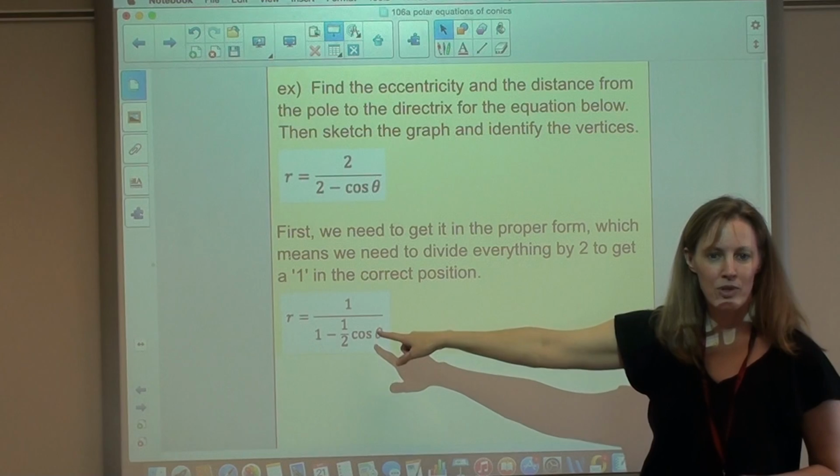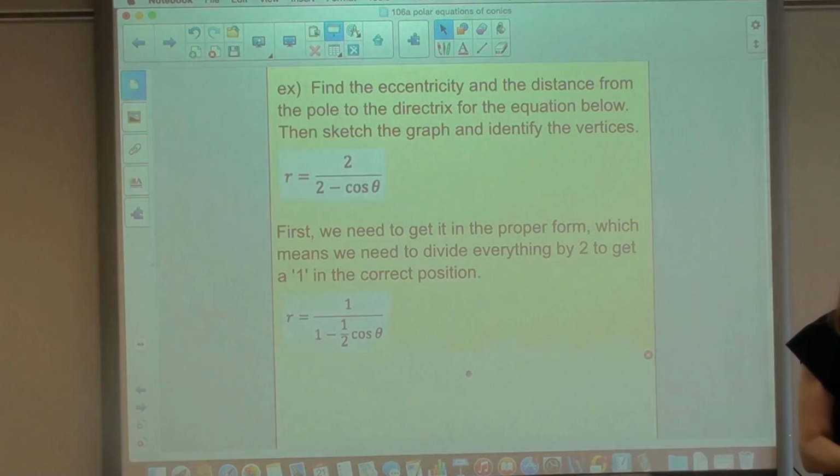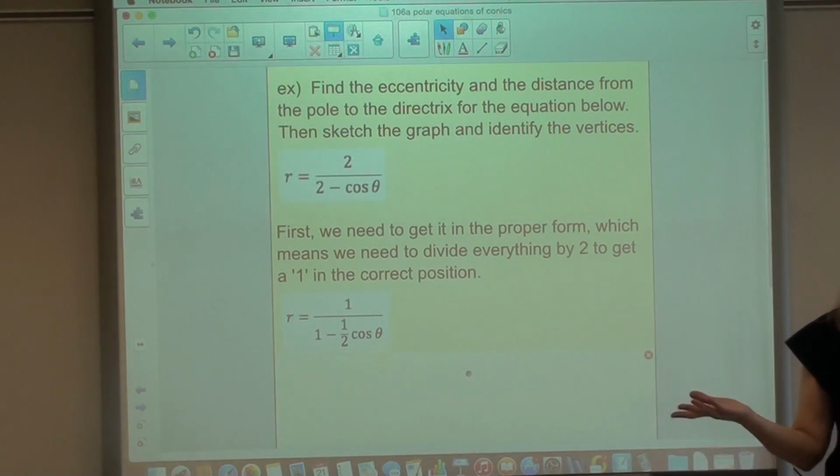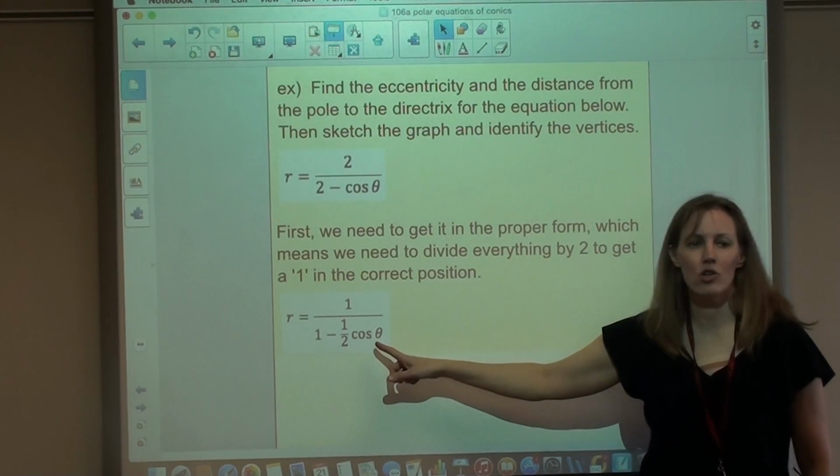Did you all get that for your simplified equation? Good. Next thing you have to do is find E and D. E is easy, no pun intended, because it's always the number in front of the trig function.